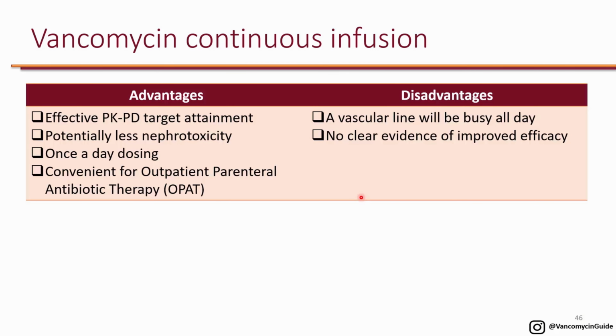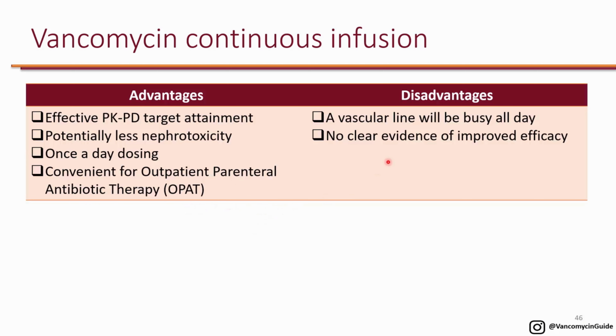Now, there are advantages and disadvantages to continuous infusion. Advantages would be effective PK/PD target attainment, and potentially less nephrotoxicity because you don't get those high peaks of vancomycin. It basically becomes once-a-day dosing because you're infusing it over 24 hours. So it's literally you change the bag every 24 hours. In fact, because you only do this every 24 hours and infuse it over 24 hours, this is oftentimes used outpatient. So it's convenient for outpatient parenteral antibiotic therapy, or OPAT.